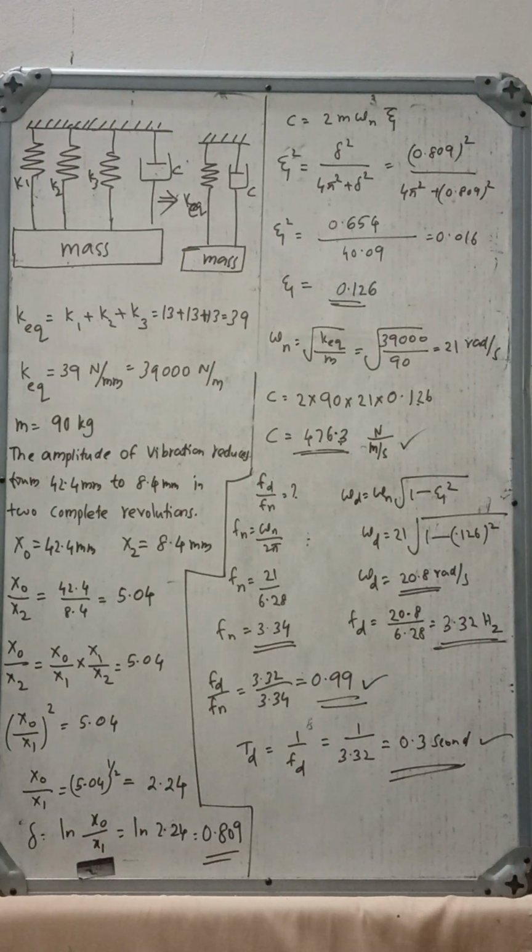So x naught by x2 is equal to x naught by x1 into x1 by x2, and that is equal to 5.04. So x naught by x1 whole square is equal to 5.04, so x naught by x1 is equal to 2.24. So delta is equal to ln x naught by x1. Substitute, it is 0.809. Then there is an equation, c is equal to 2m omega n zeta, which you should know. c is equal to 2m omega n zeta.